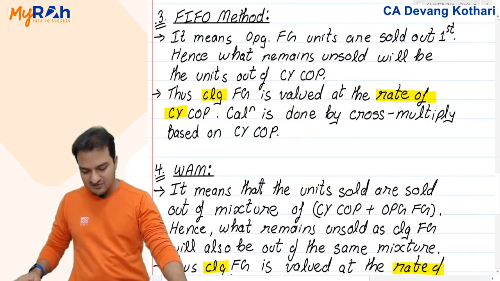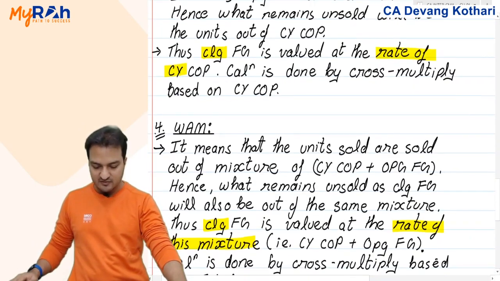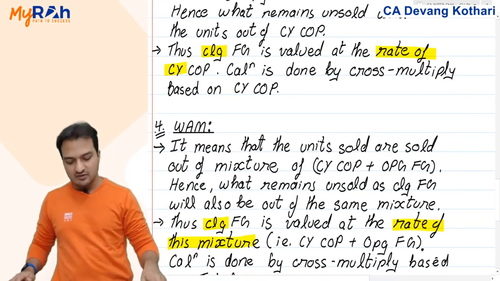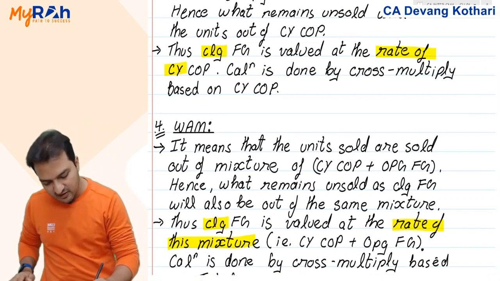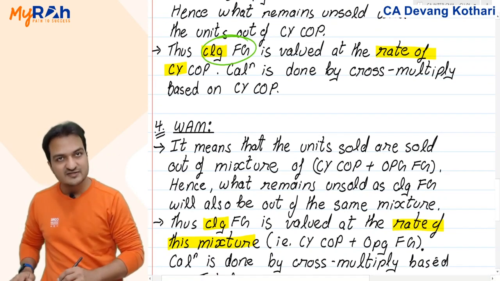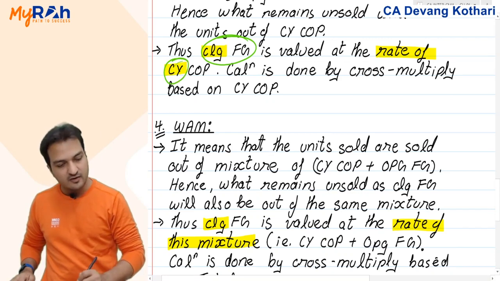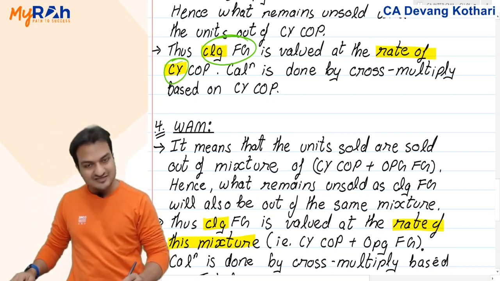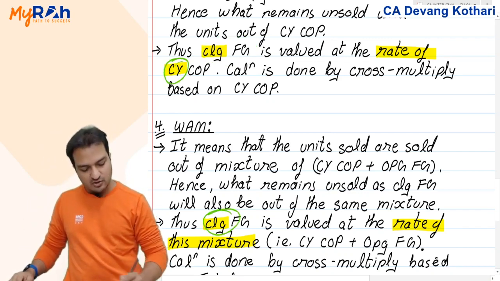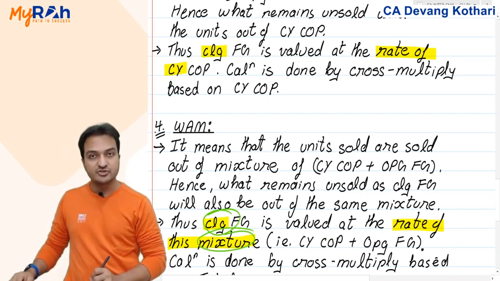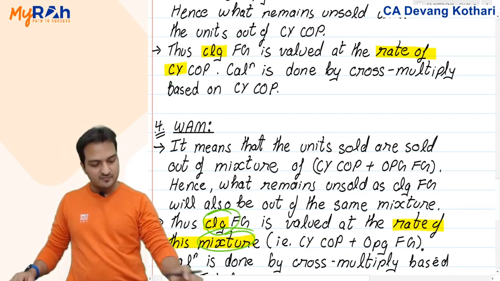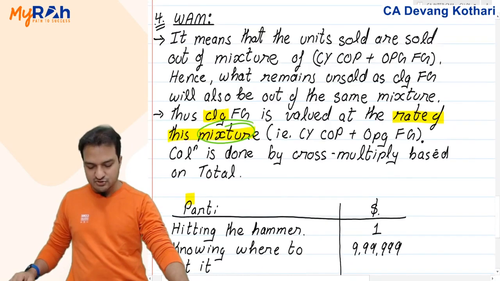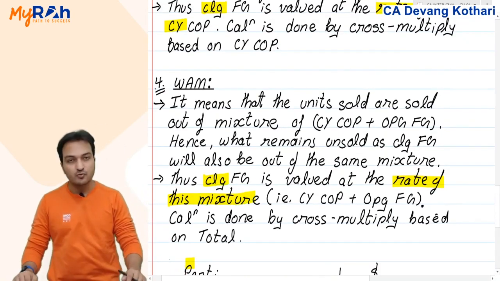And then I gave you notes regarding FIFO method and weighted average method. In case of FIFO method, the conclusion is that closing FG, closing stock, is valued at the rate of the current year, while in weighted average method, the ultimate conclusion is that closing stock is valued at the rate of the mixture. Done? Okay. Now, based on that, you were supposed to try question number 2 and question number 3.